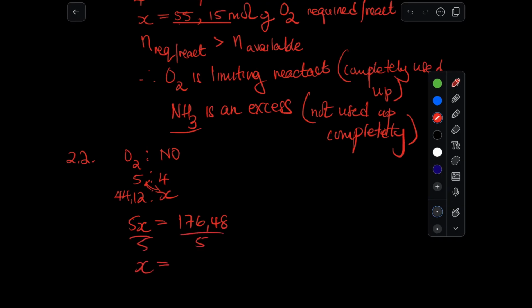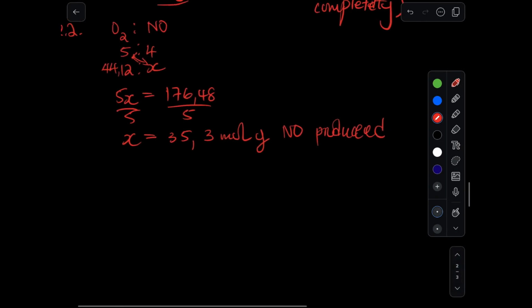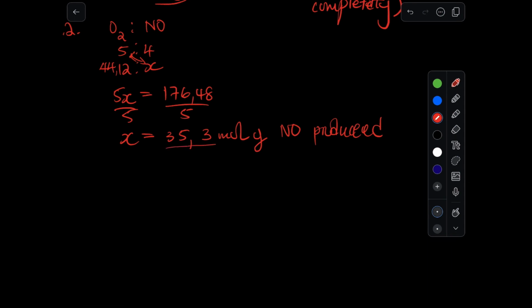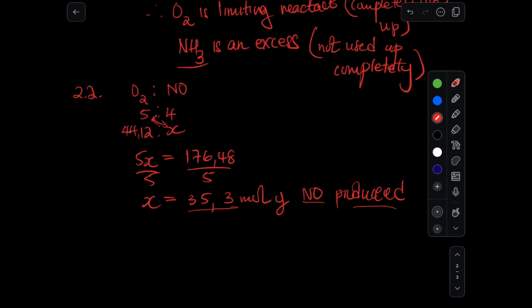And then we divide by 5. When we divide that answer by 5, the answer will be 35,3 mole of nitrogen oxide produced. So when the ammonia reacts with oxygen, 35.3 mole of nitrogen oxide will be produced. Let's see if they wanted it in mass. Yes, they wanted it in mass, but we have it in number of moles, so we have to convert this.